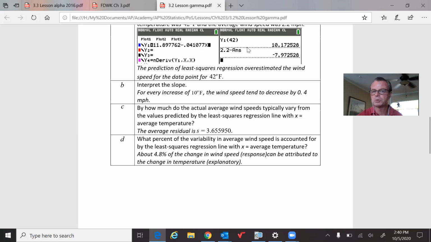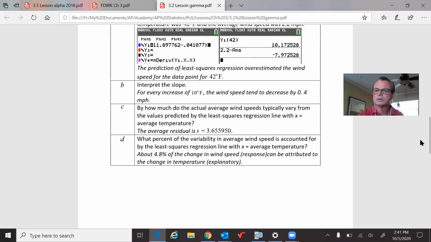Okay, you just saw how much it was off by at 42. So you got to be careful how you write this. How much does the actual wind speed typically vary? Now, when you see that term, typically vary, you should make a connection that is standard deviation.